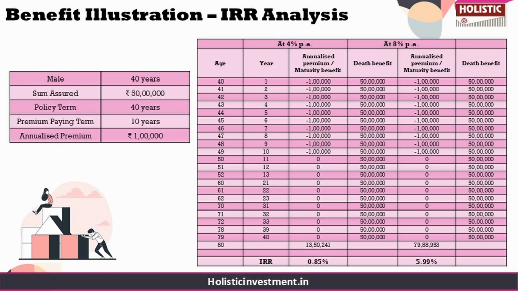So at 4% per annum, which is the worst case scenario, the fund value at maturity is 13.50 lakhs with an IRR of just 0.85% as per the policy's maturity calculator. And at 8% per annum, which is the best case scenario, the fund value grows to 79.88 lakhs, offering an IRR of 5.99% as per the policy's maturity calculator.